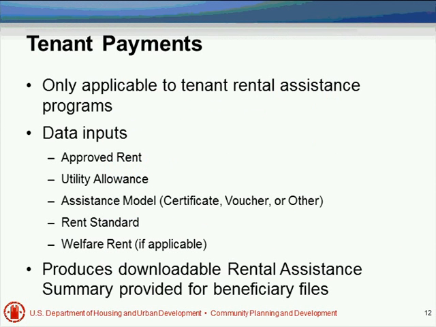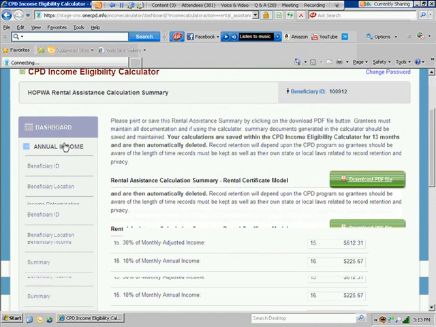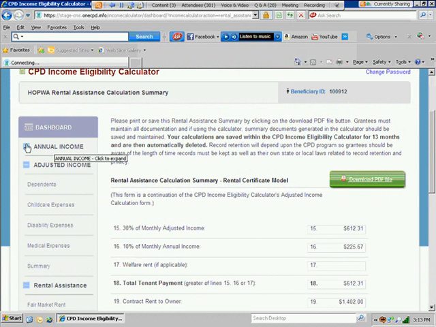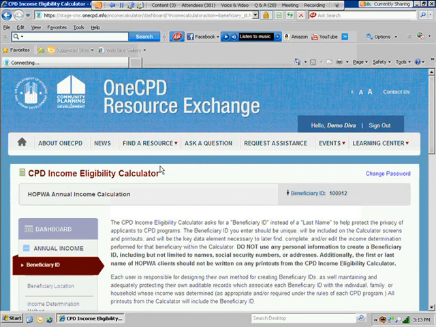How does the calculator address earned income disregard? I went back to the slides, and I should not have done that. If we were to go back into annual income for our HOPWA family that we just talked about, this is where you're going to see this.